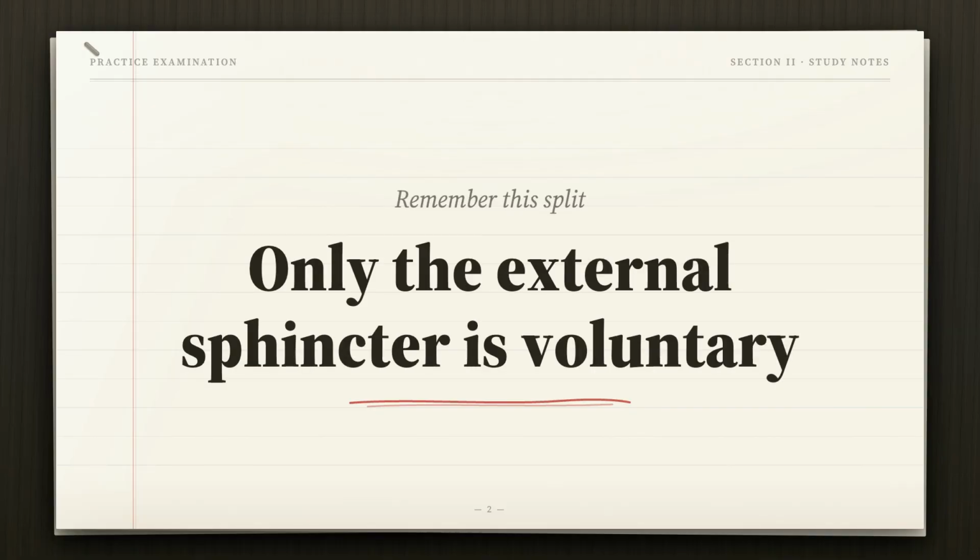Hold on to this. The internal sphincter relaxes automatically and cannot be commanded, while the external sphincter is the sole voluntary checkpoint. Spinal cord injury above the sacral level proves the point exactly. The reflex still empties the rectum, but conscious control is gone.